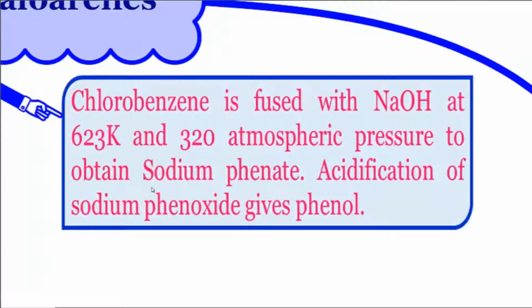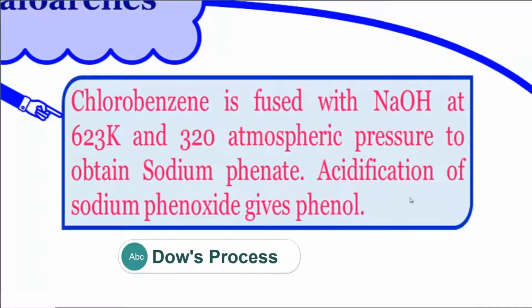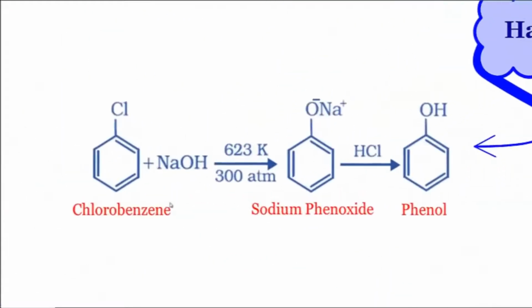That is the sodium salt of phenol, which upon acidification will give phenol. Acidification can be carried out with either HCl or with sulfuric acid. In fact, we are talking with respect to Dow's process. Now let's look into the reaction equation.